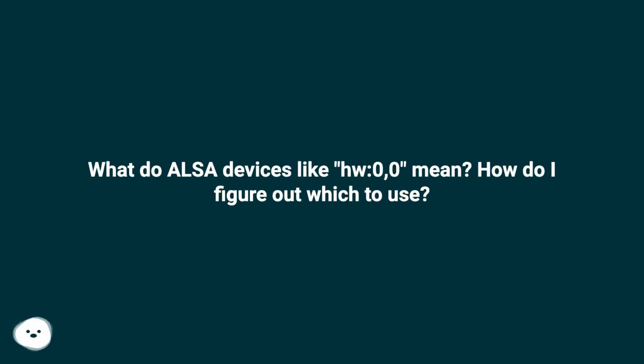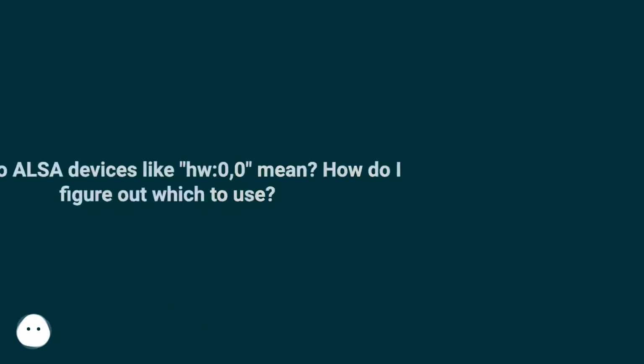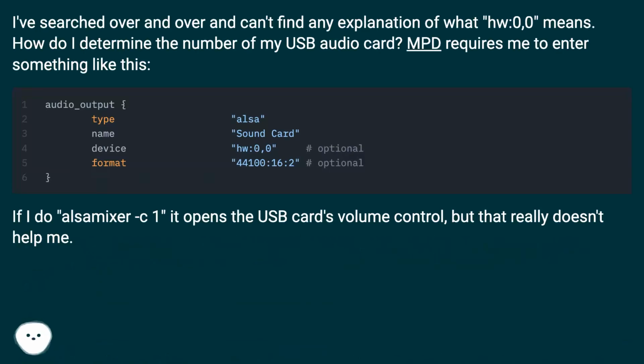What do devices like hw:0,0 mean? How do I figure out which to use? I've searched over and over, and I can't find any explanation of what hw:0,0 means. How do I determine the number of my USB audio card? MPD requires me to enter something like this.